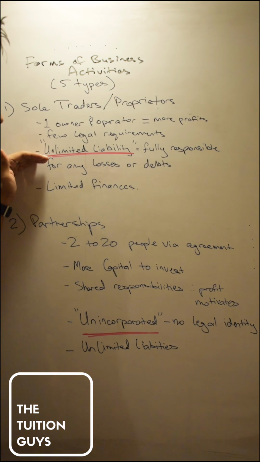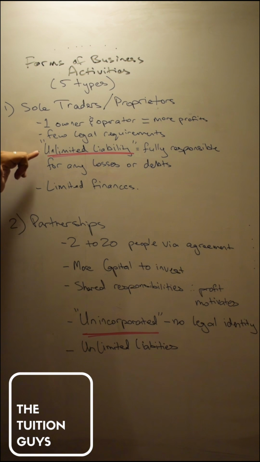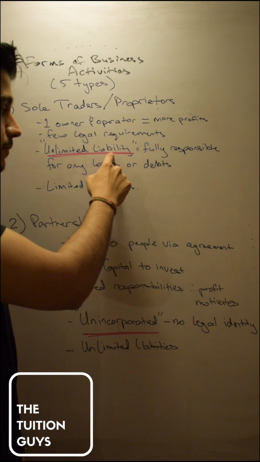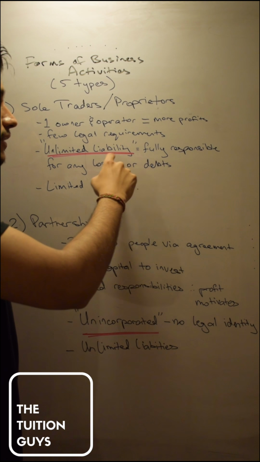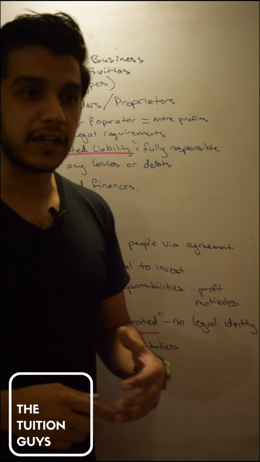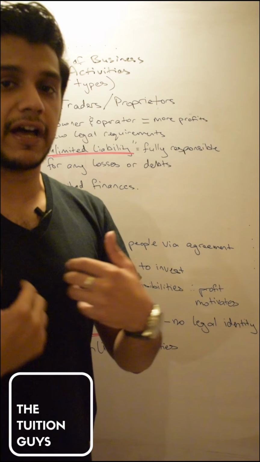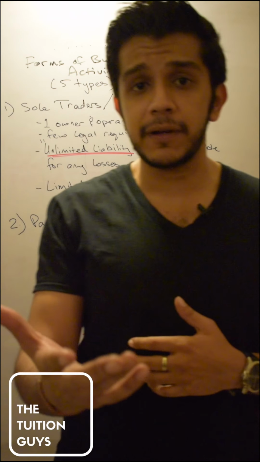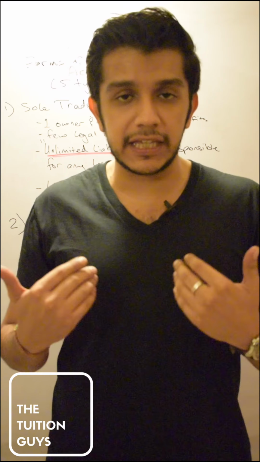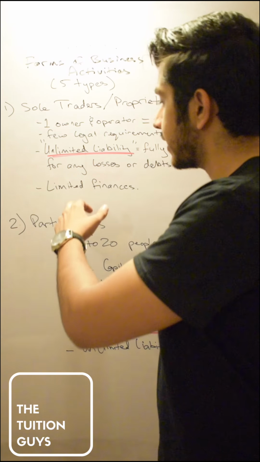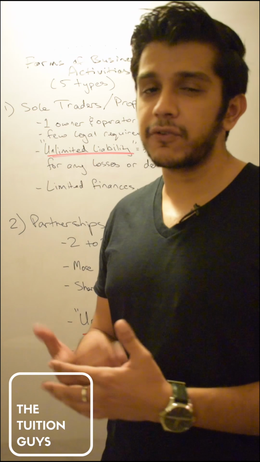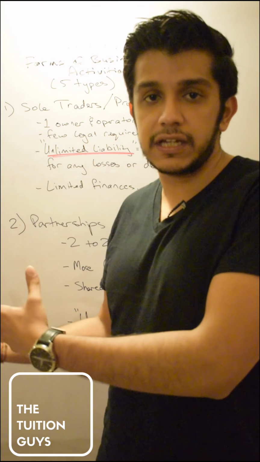But one key characteristic of a sole trader is that they have unlimited liability. The reason this is highlighted in red is because you need to remember what it means. Unlimited liability basically means that the owner has full responsibility for any losses or debts that might occur. If I start up my own business and I owe Faizan money, and my business has gone bankrupt, I am still responsible for paying Faizan back even though my company has shut down. The next thing is that they have limited finances. That means whatever savings I have, whatever loans I've had to take up, are of course going to be very limited because the business is on a smaller scale as well.